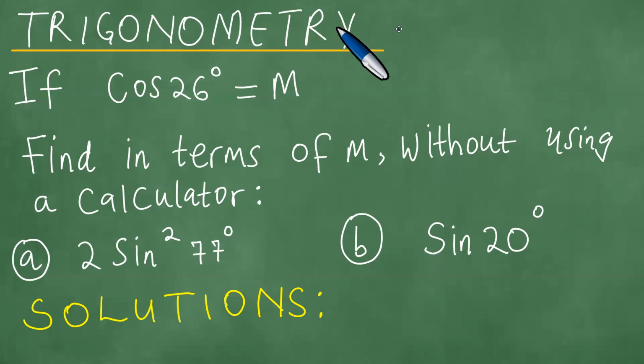Right, we are focusing on trigonometry, and we are given the following question. If cosine of 26 degrees equals m, find in terms of m, without using a calculator, in part A, 2 sine squared of 77 degrees, and in part B, the sine of 20 degrees. We present the solutions to both parts, A and B, in a step-by-step fashion as follows.